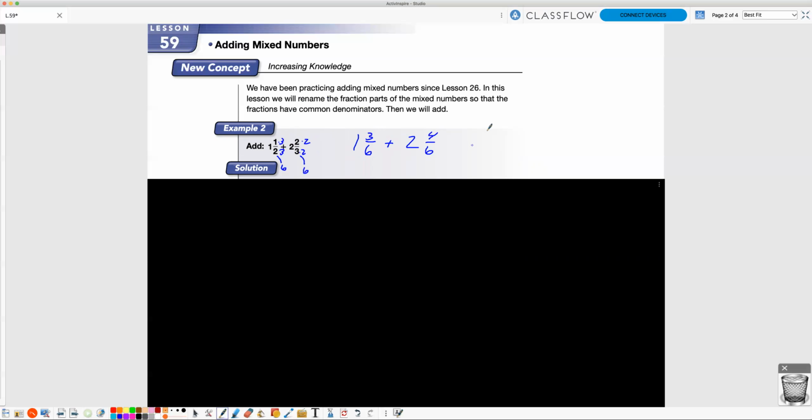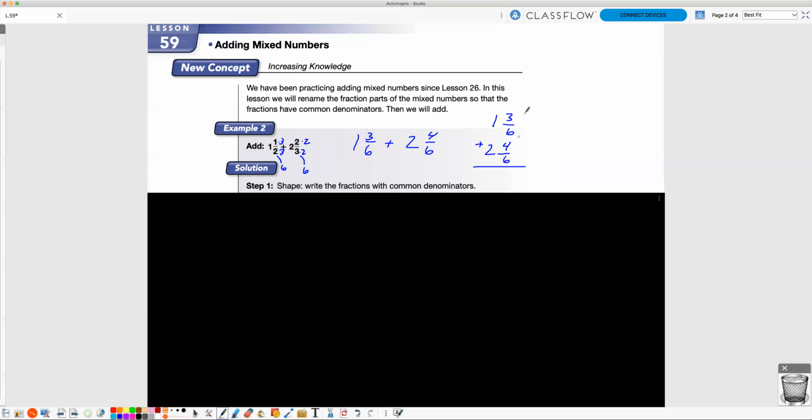So now you have 1 3/6 plus 2 4/6. And if you were to add those together, you end up with 3 7/6. Now you have to simplify this, and 7/6 is the same as 1 1/6. So now I have 1 1/6 plus this 3. 1 1/6 plus 3 makes 4 1/6. So that'd be the final answer.